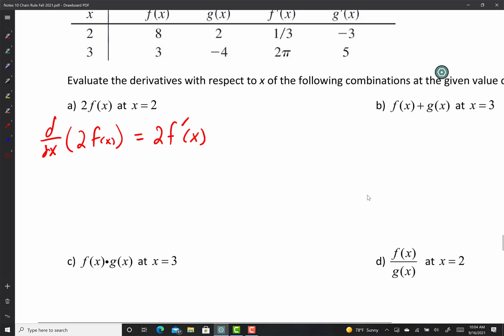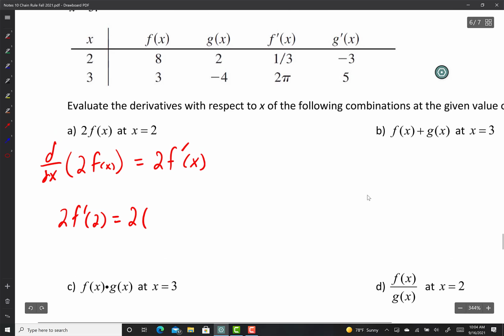So that's it. Now I'm going to evaluate it. So here it is. Now it's being evaluated. I'm going to write 2 f prime of 2. So 2 f prime of 2 is 2 times, I go up here, f prime of 2 is 1/3. So my final answer is 2/3. Cool or not cool? Cool.